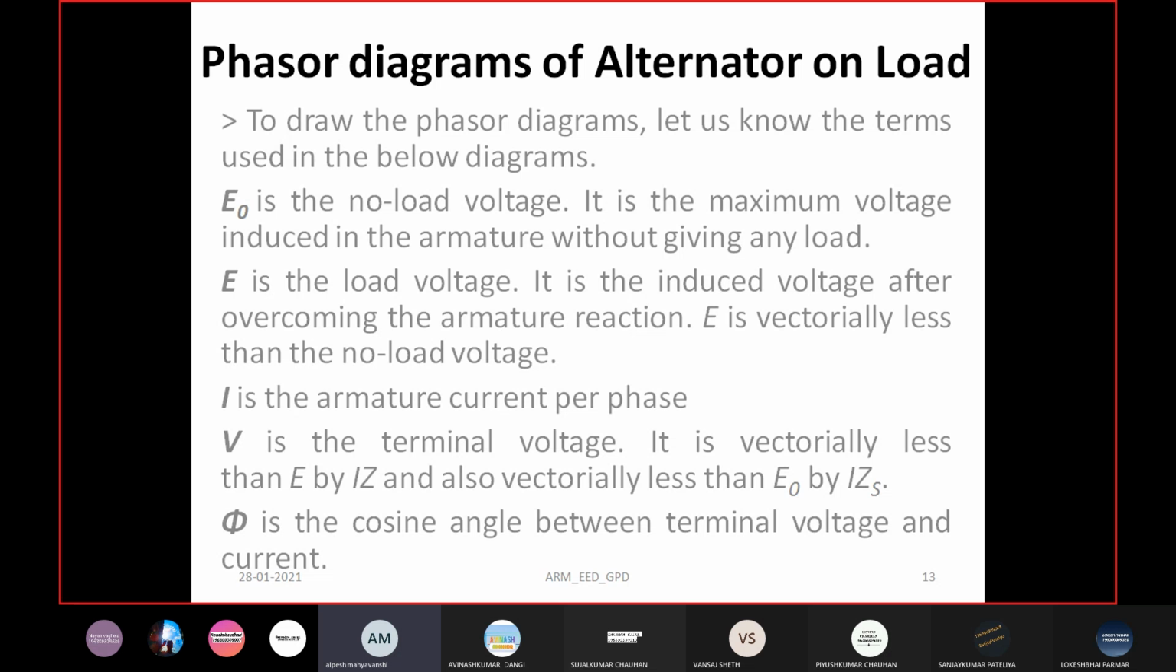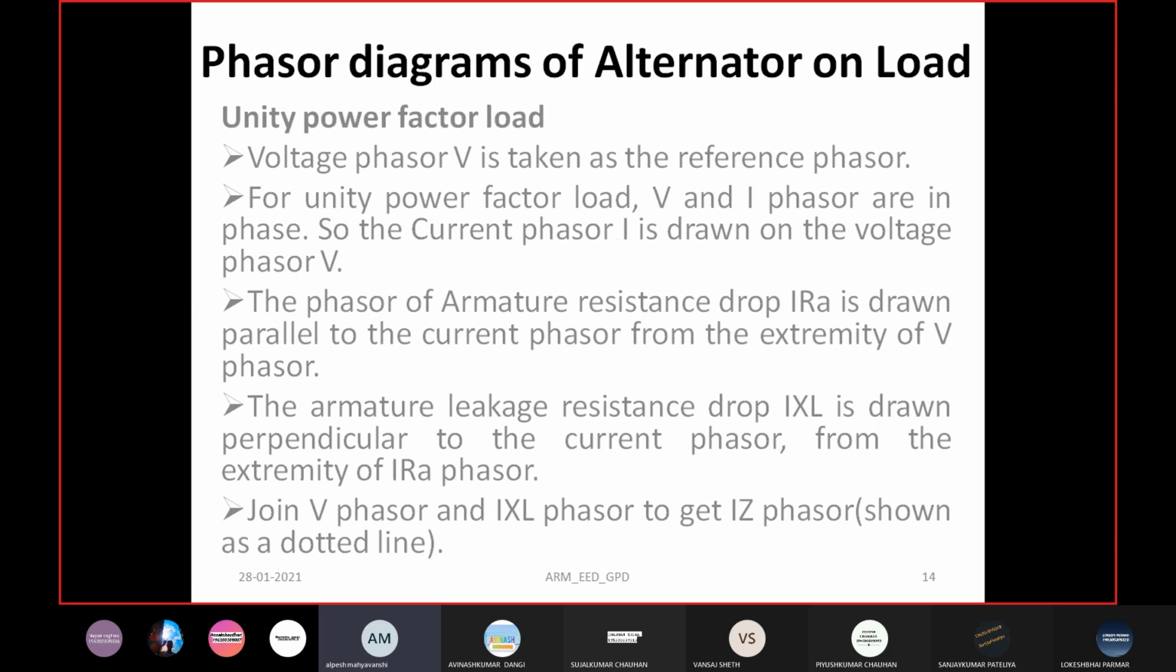Next is the capital E. Capital E is the on load terminal voltage, that means the terminal voltage when load is connected. Next is the capital I or IA, the armature current per phase, the current flowing through the armature winding. Next is the capital V, the terminal voltage. It is vectorially less than E by IZ and also vectorially less than E0. Next term is phi, the angle between terminal voltage and current, whose cosine gives the power factor. These are the terms used in the phasor diagram.